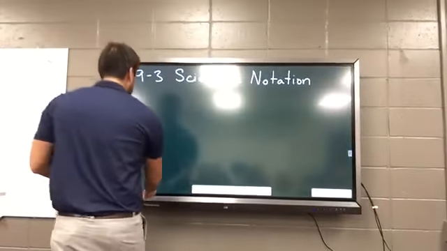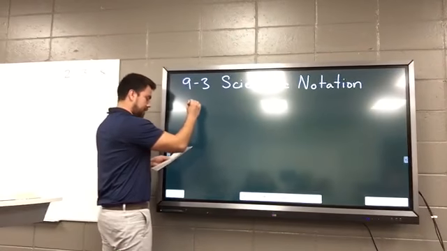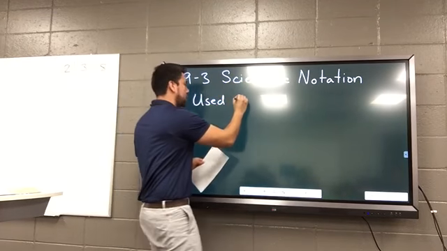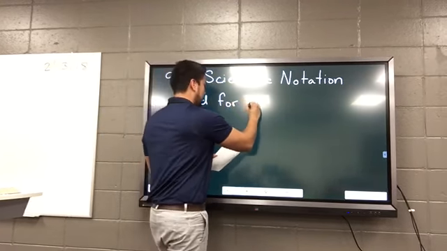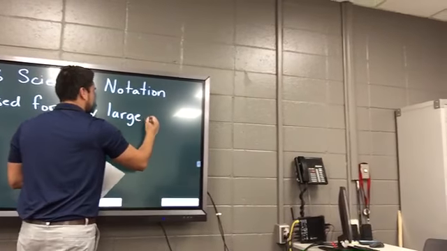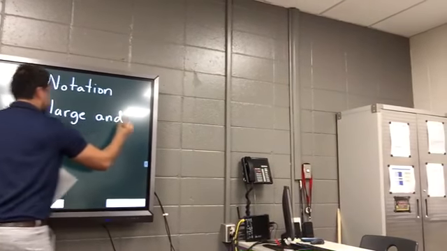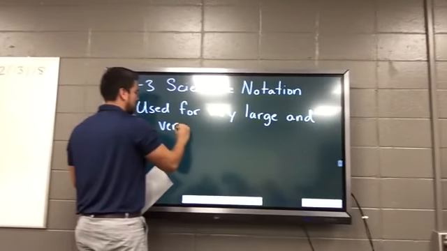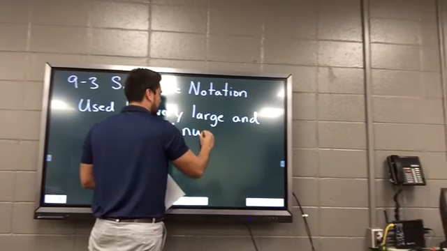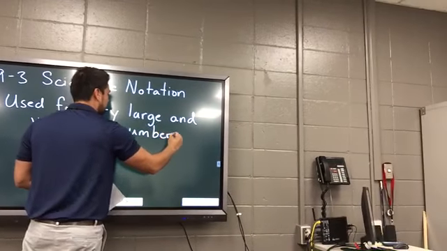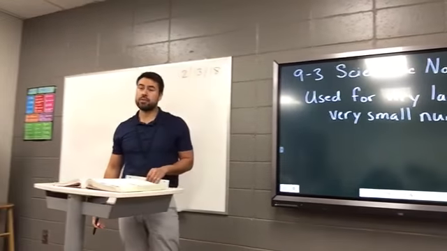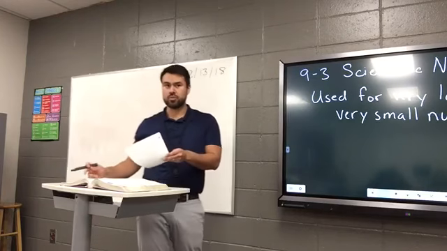All right, so the reason we use scientific notation is because in science, which is where we get the word scientific, we deal with very large and very small numbers. And that's actually a very important concept. We're dealing with very large and very small numbers.